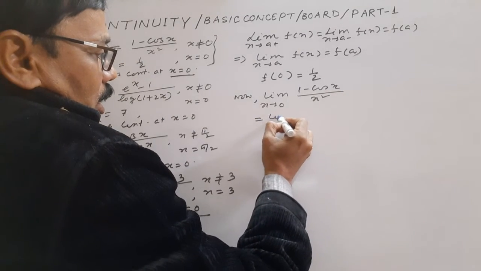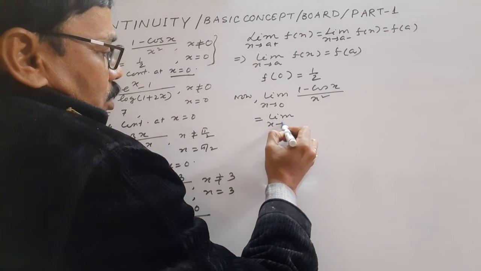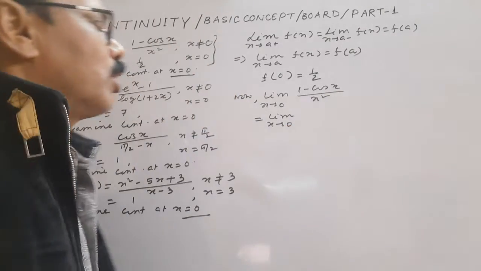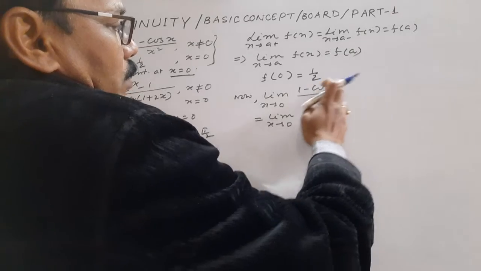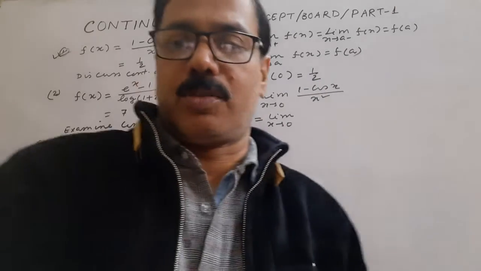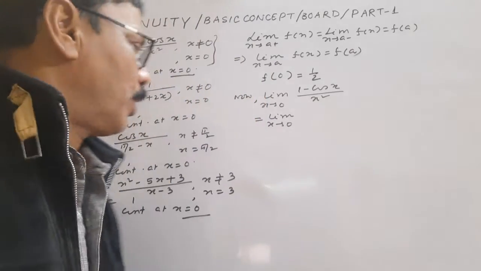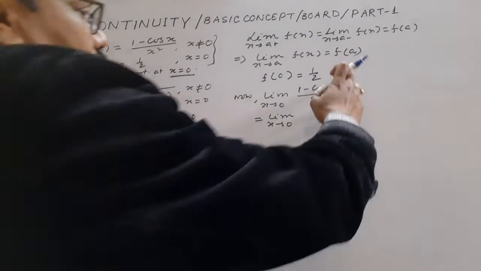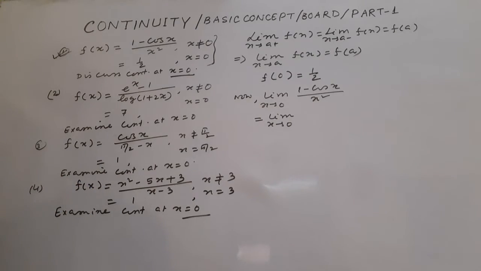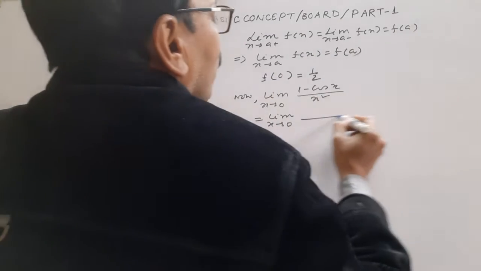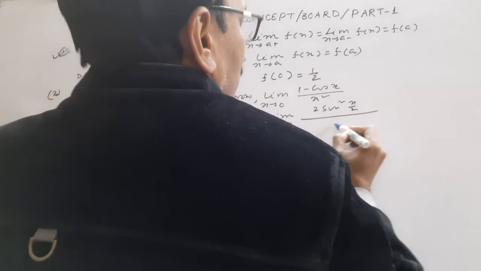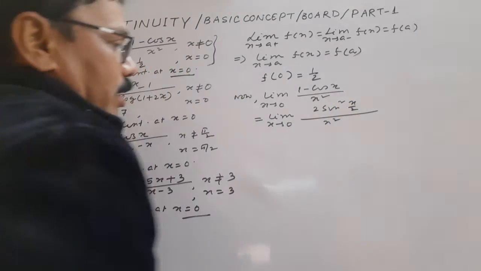So x tends to 0, it is a trigonometric limit. Our main aim: if you put x equals to 0, we get 1 minus 1, which is 0 by 0 form. So you cannot put x equals to 0 directly. We have to use the trigonometric limit, sin x by x equals to 1. So use the formula: this is 2 sin square x by 2 by x square.